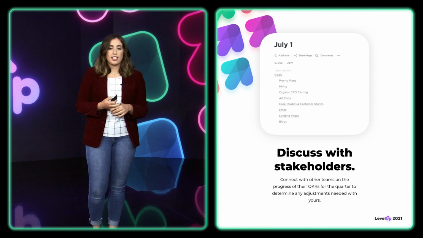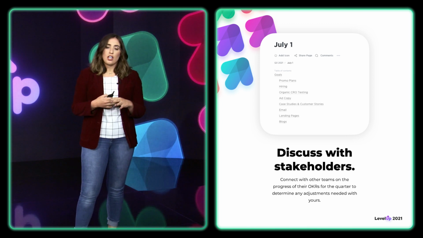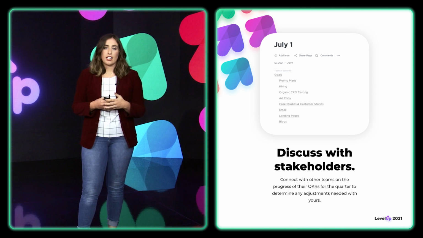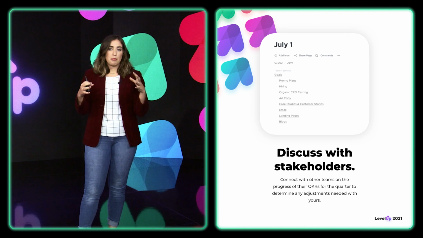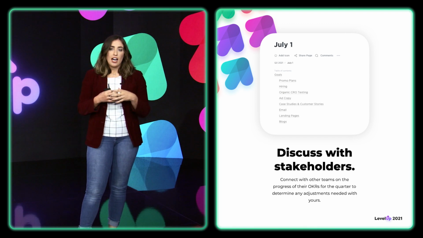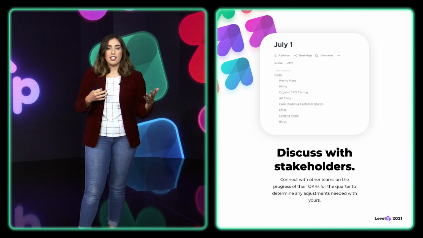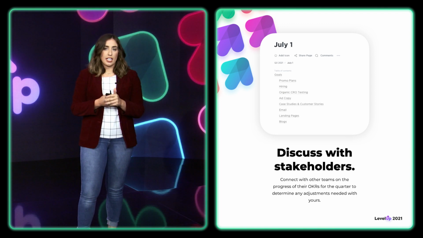The next one is discussing with stakeholders. So connecting with other teams outside of your own on the OKRs that you all have set internally on your team, for the department, and ultimately for the company allows everyone to come together and see if you're ultimately being the blocker of someone else's objective getting done.